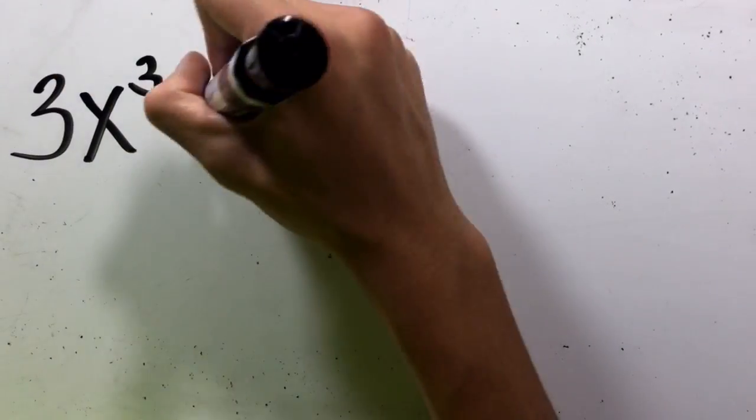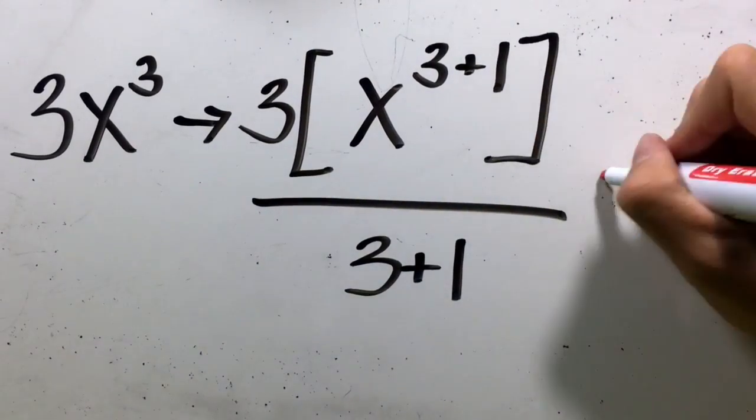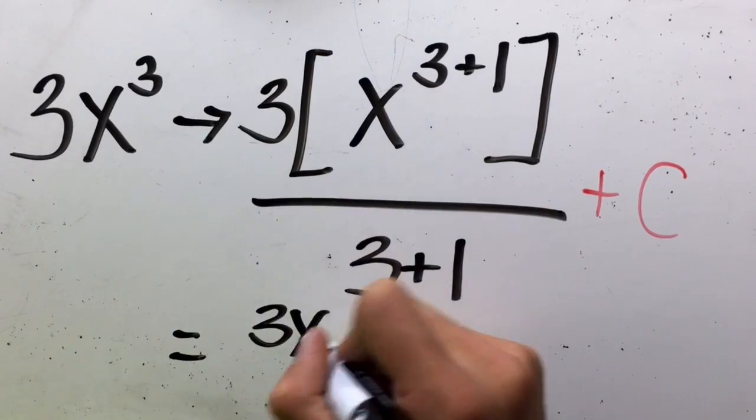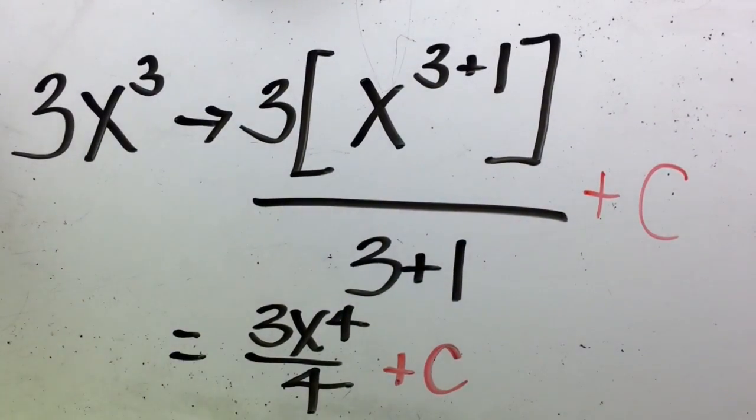Here's a quick example problem. Just like in the last problem, we're going to add a 1 to the exponent, and that'd make it 3 plus 1, then we'll divide by 3 plus 1. And afterwards we have to remember to add the constant. Then we just simplify and there's your answer.